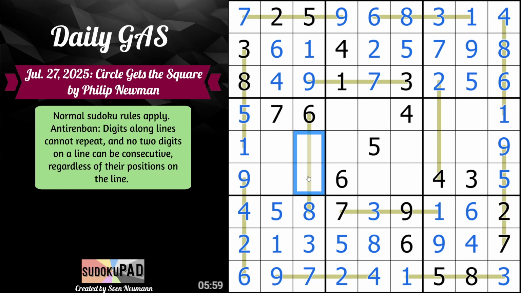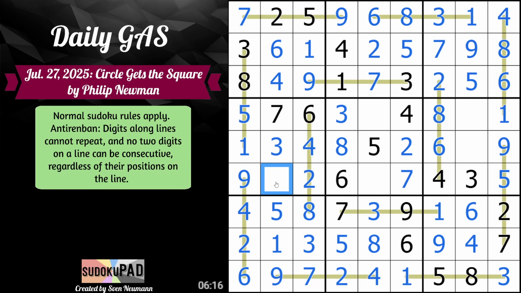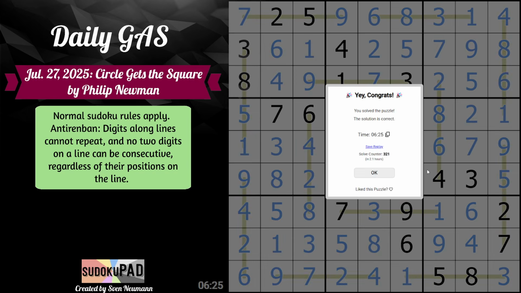And I expect a swift end here for 6 to 8. And this is 2, this is 8. This is 3, this is 7. That gives us, what are we missing here? 3 and 8, and 7 and 2. And across we need 9, and we need 1, and we are done in 6 minutes and 25 seconds with Circle Gets the Square by Philip Newman.